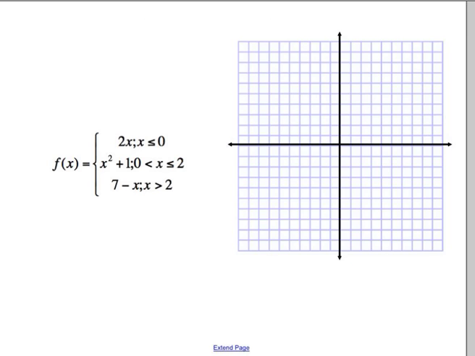I want you to go ahead and try to draw this graph. So go ahead and pause your video, try to draw the graph, and then check it when you're done. And actually, we'll check it tomorrow in class, and this is where we'll leave off for today.